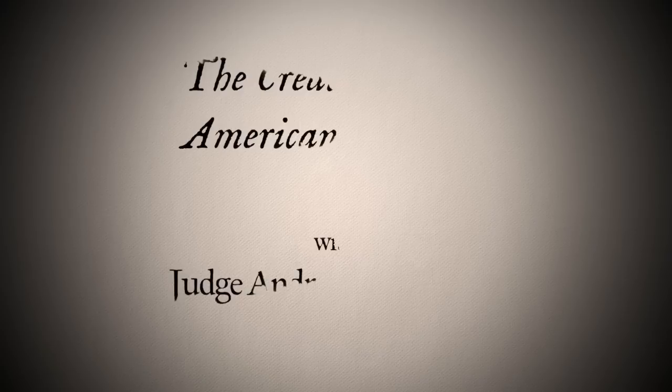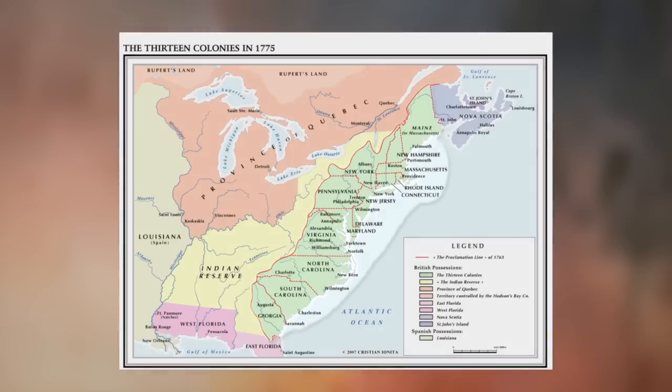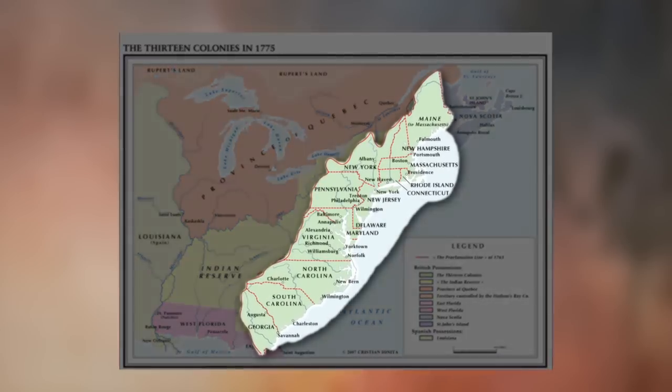The creation of the American Republic. How did we get here? How did we become a country? How did the Constitution come into existence? If you remember from your basic American history, we were more or less 13 relatively peaceful colonies here.